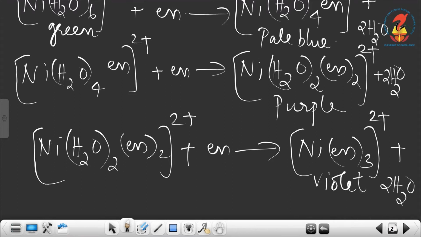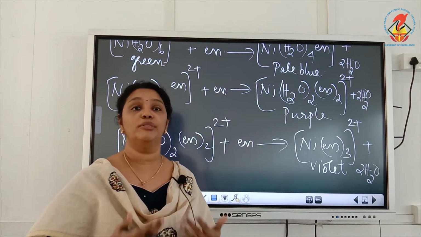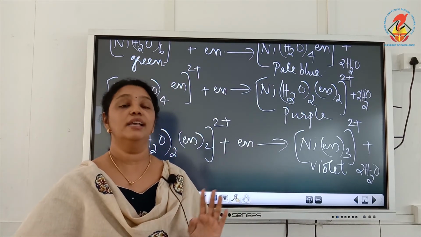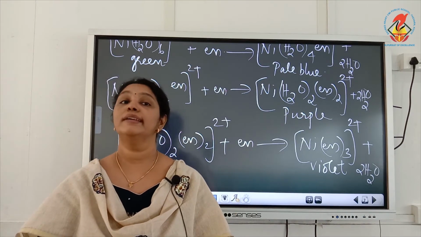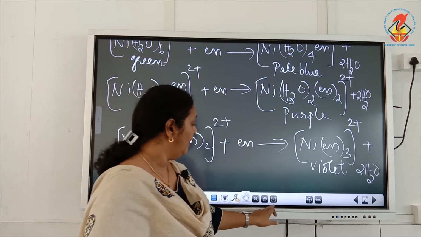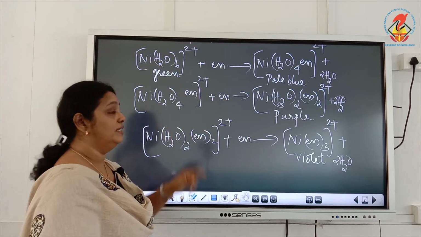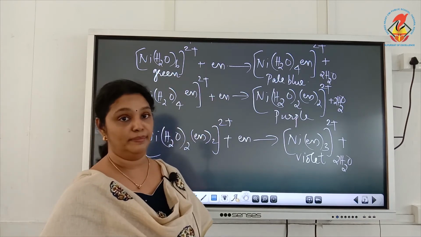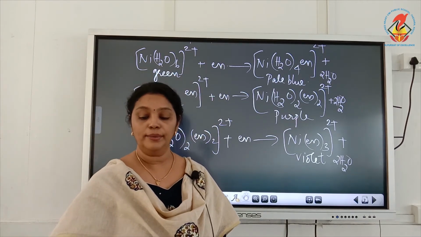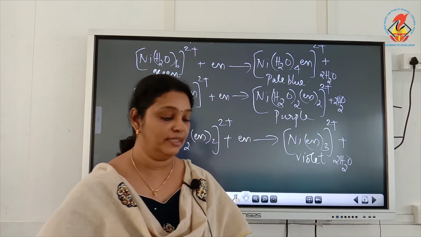So, you can see the presence of ligands, the change in the number of ligands or the change in ligands will also produce a change in color of the compound. You can see the different colors given when [Ni(H2O)6]2+, which was green in color, is treated with ethane-1,2-diamine. Okay. Now, next we are going to do a few questions based on crystal field theory.